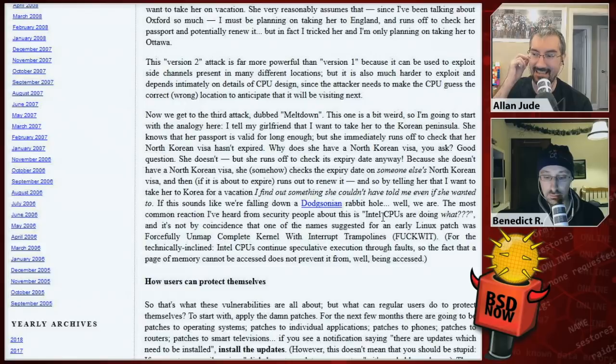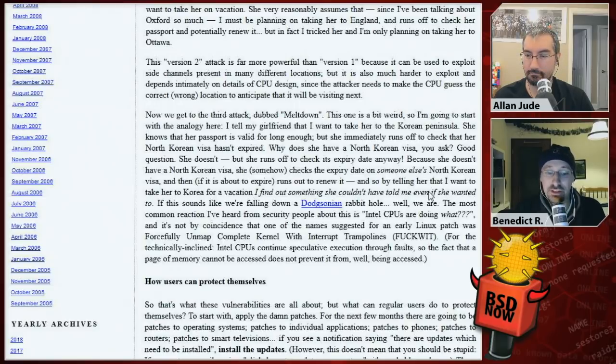Because she doesn't have a North Korean visa, but somehow, because of some violation of the laws of physics in the processor, in this case, she was able to check the expiry date and possibly renew someone else's visa. Yeah, which is bad. This is how a program can leak memory out of the kernel that it shouldn't have had access to in the first place.